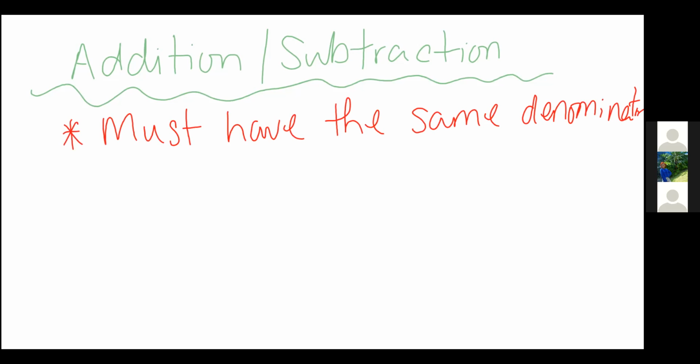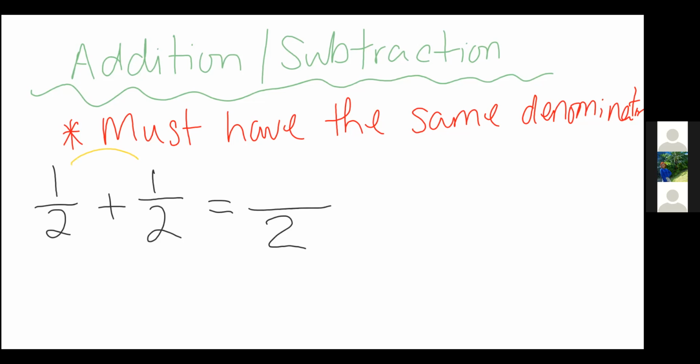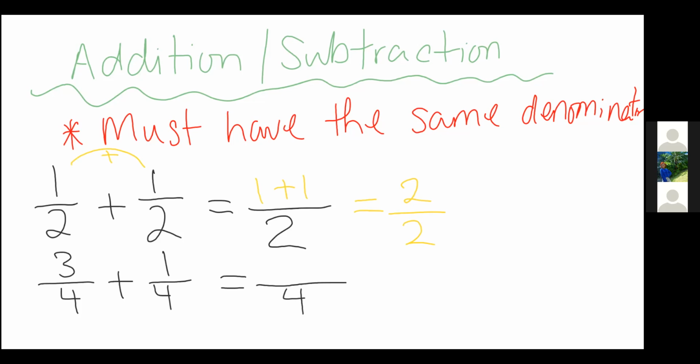So if I have a half plus a half, I leave my denominators the same, which is 2, and I add the numerators. So it's going to be 1 plus 1, which is 2 over 2. If I have 3 over 4 plus 1 over 4, I'm going to leave my denominator as 4, and I'm going to add 3 plus 1, which is 4 over 4.